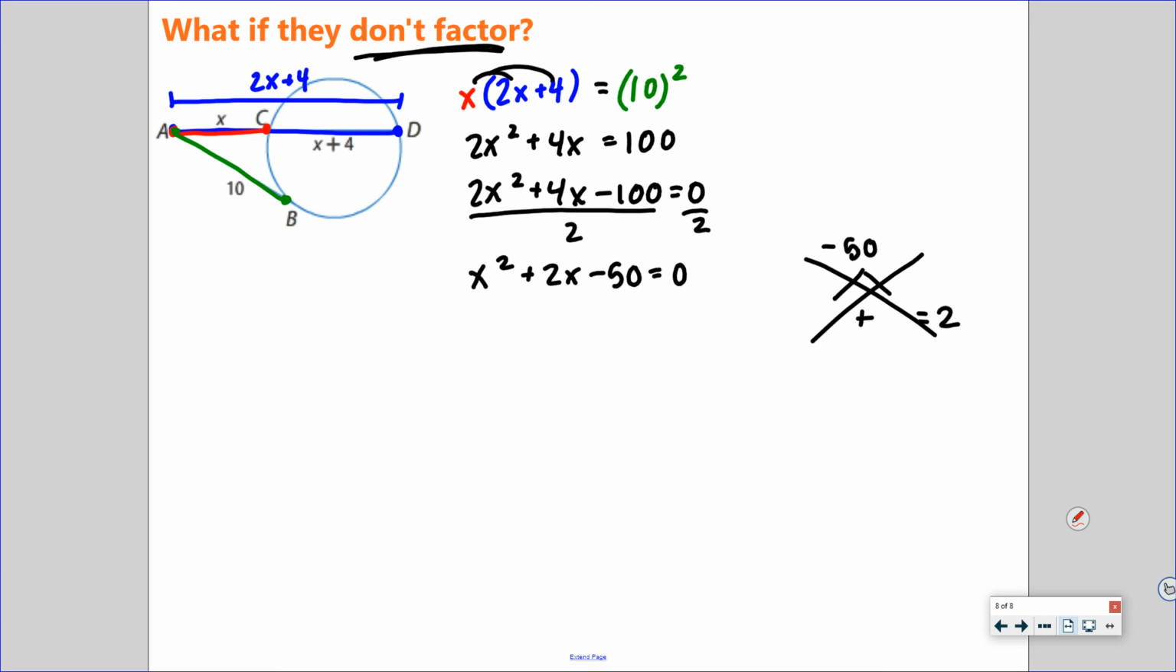All right. So we do something called the quadratic formula. Does that sound familiar to anybody?